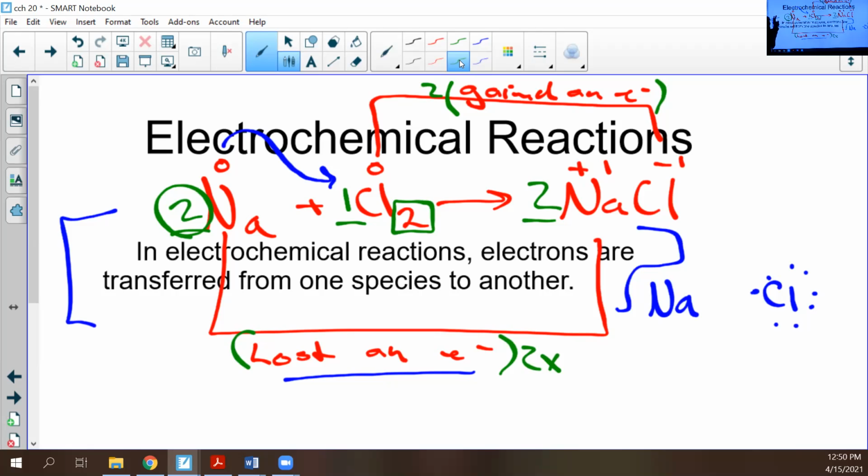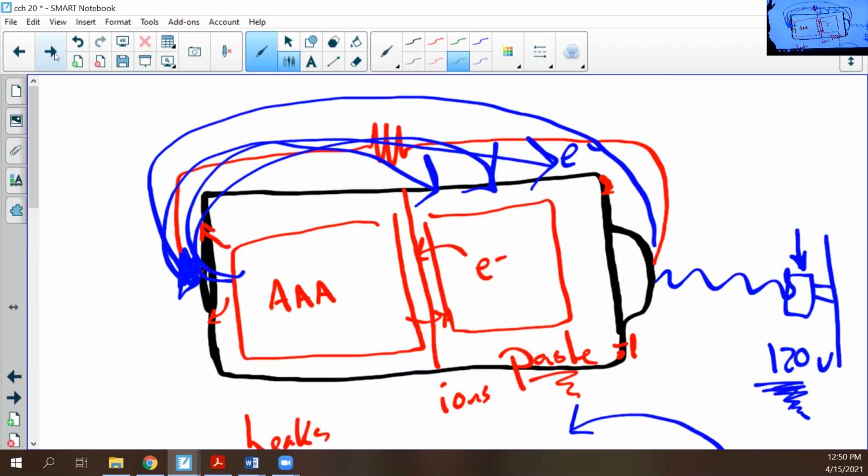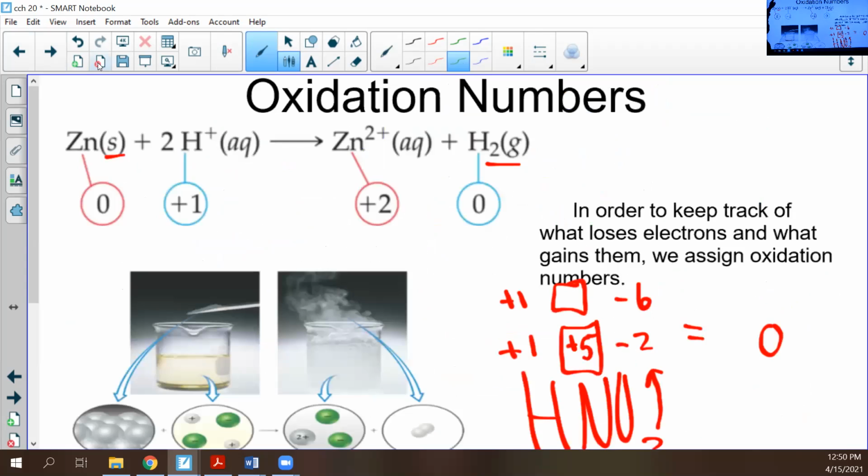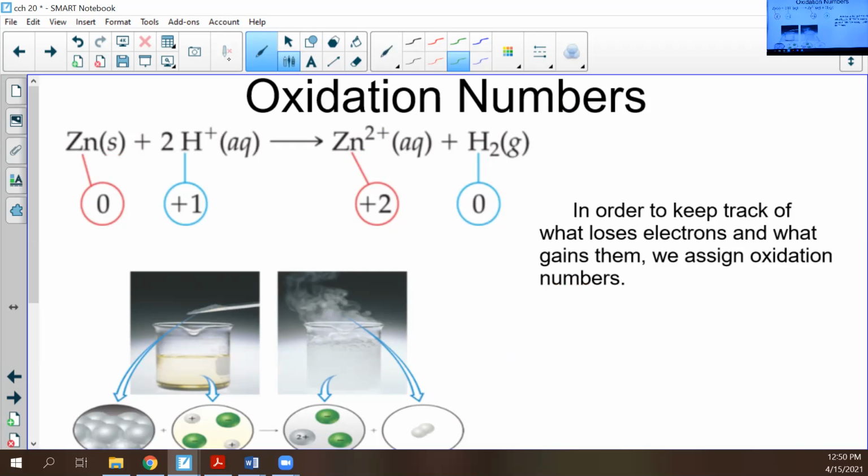This is a redox, is what we call it, a redox or oxidation. All right, that's a pretty picture of a battery. Batteries run off of oxidation things. Okay, I believe we did oxidation numbers before, didn't we? Okay, so this is a review. So in order to keep track of what loses electrons and what gains them, we assign oxidation numbers or oxidation states. There are a few rules that we've already gone over.